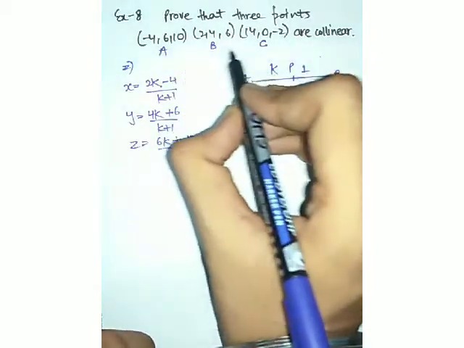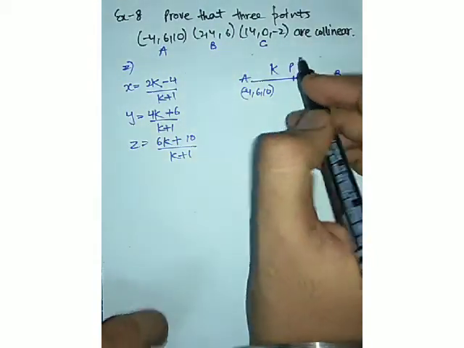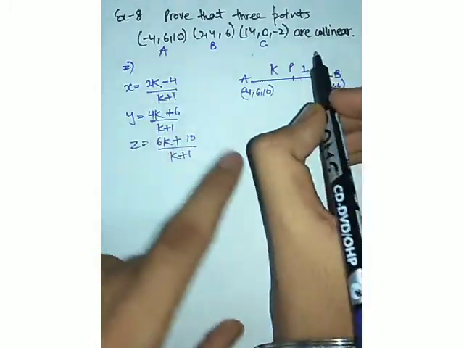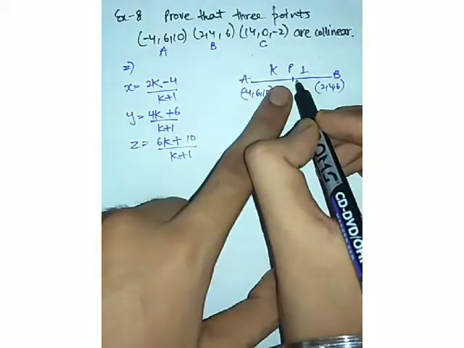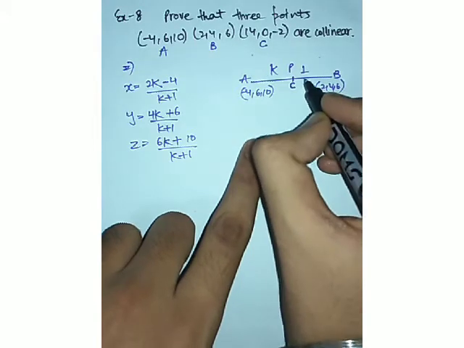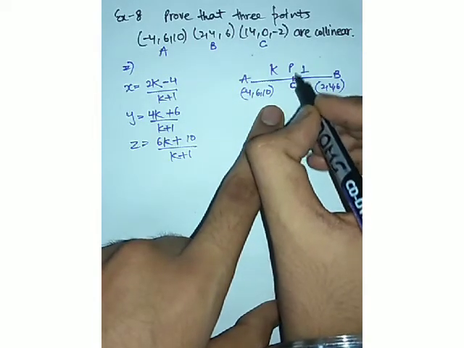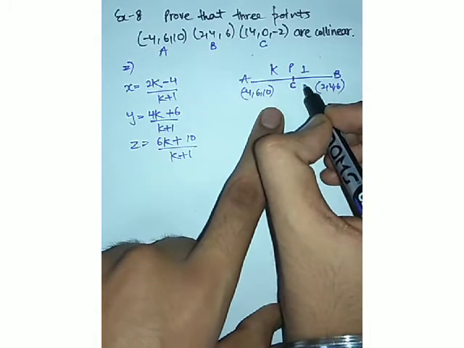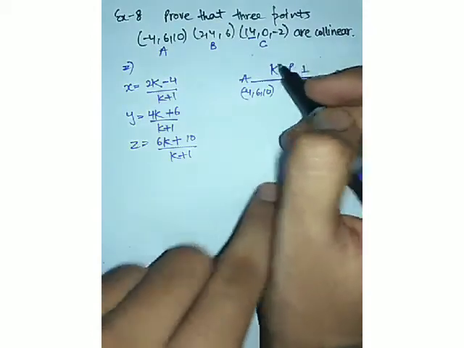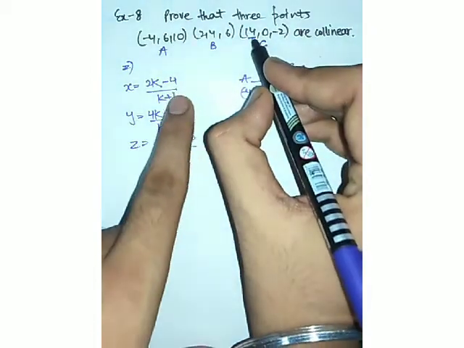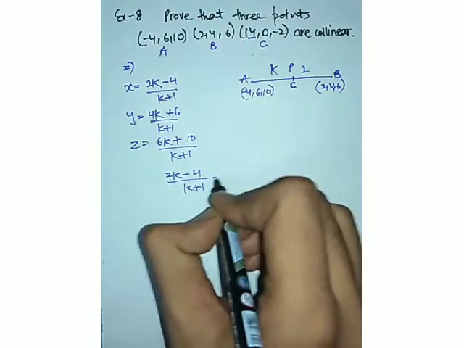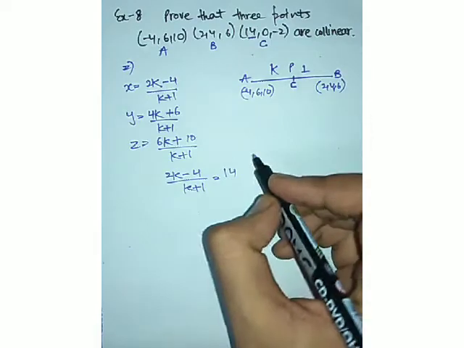Now we have to prove that ABC are collinear. Let's suppose that for any value of k, the point C is coinciding with P. It means if P is here, then C is also here. Let's suppose this. So now we have supposed that P and C are coinciding. So of course the coordinates of P and C will be equal to each other. So we can equate any one of these 3 coordinates. So let's equate y. So 2k minus 4 upon k plus 1 will be equal to 14, and from this just find the value of k.